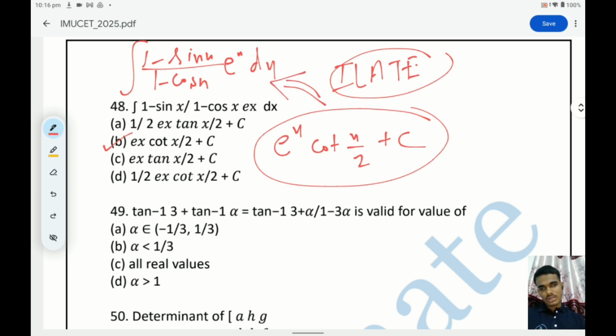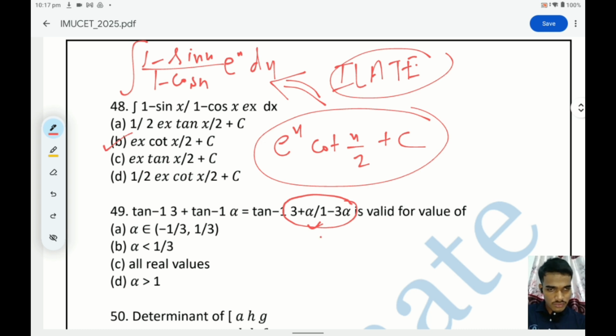Now for question number 49. What is question number 49? Tan inverse 3 plus tan inverse alpha is equal to tan inverse of 3 plus alpha upon 1 minus 3 alpha. It is valid for which value? So for its validity, this should be a real number.